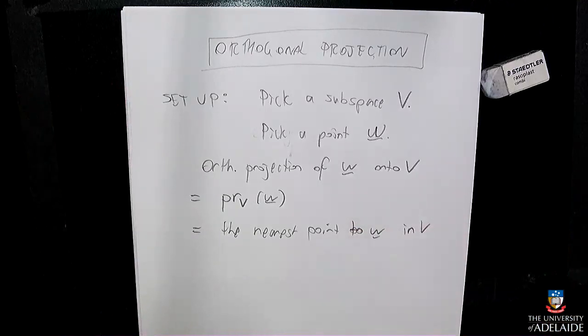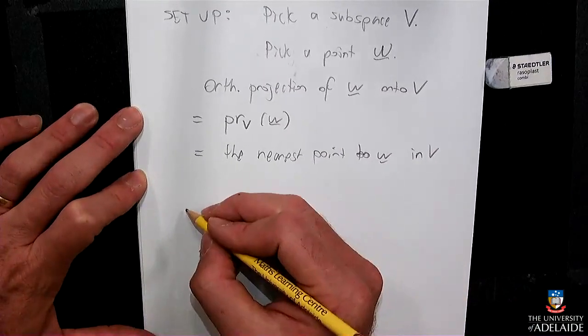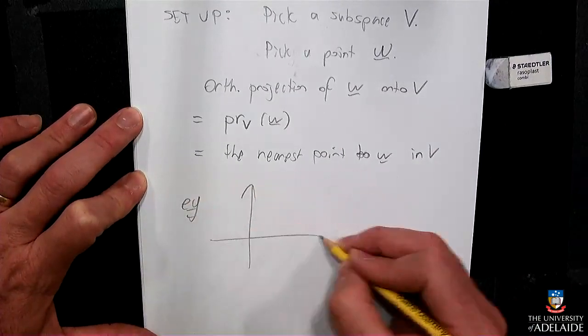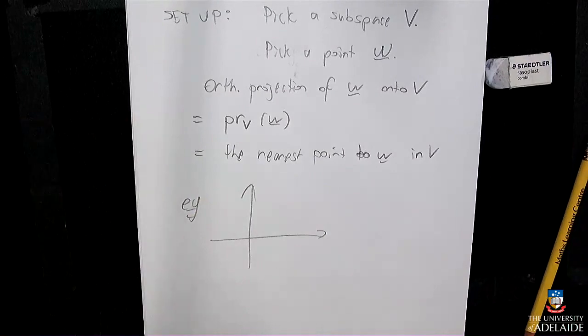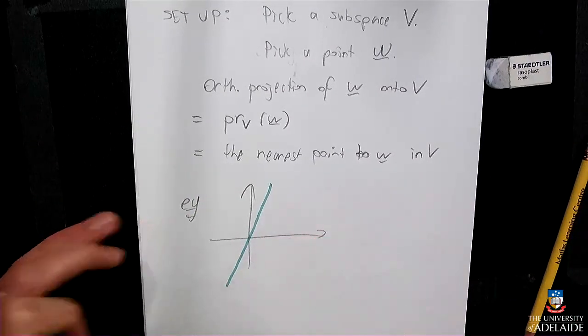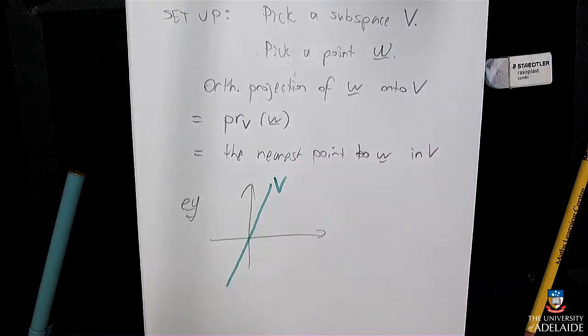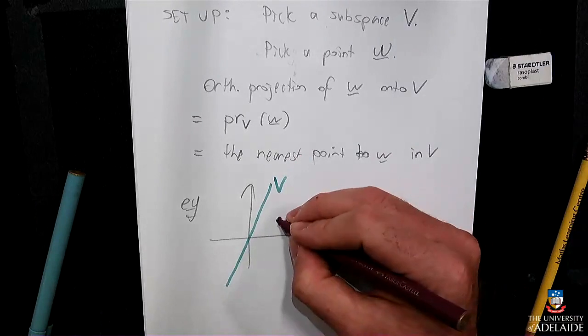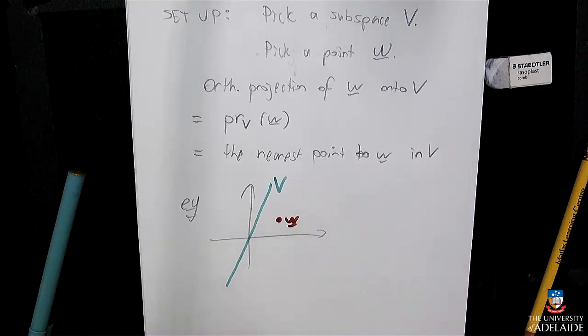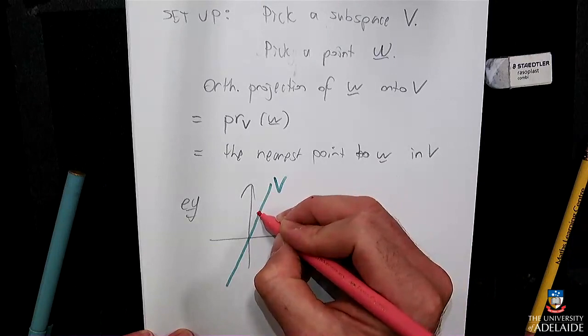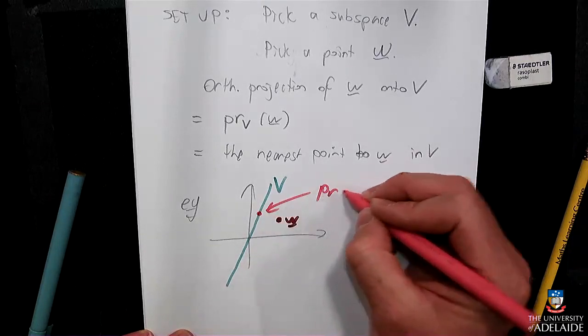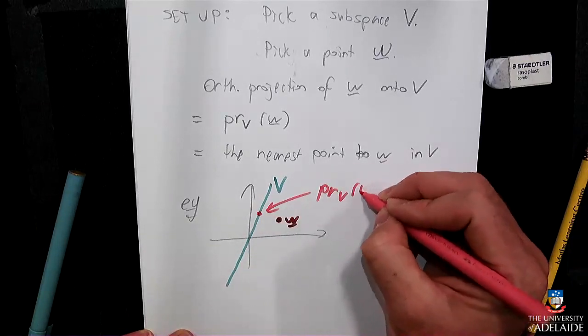That's not a definition, but that's the basic idea. Just as an example, it's going to be completely a pictorial example. Here is a subspace in R2, that's my V. And here is a point W, which is somewhere, and I want to find the nearest point on this line to this point here. So I will come along and I'll go that one. That's the projection onto V of W.